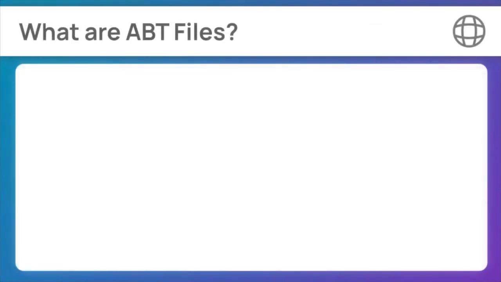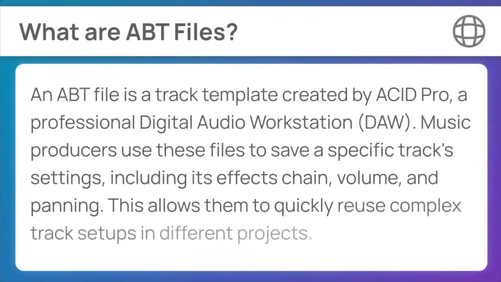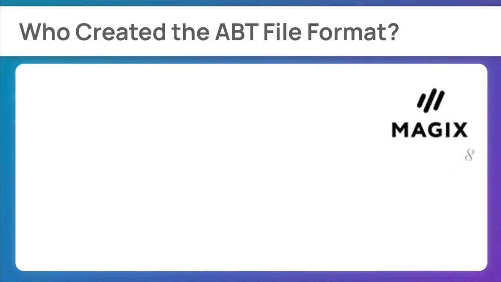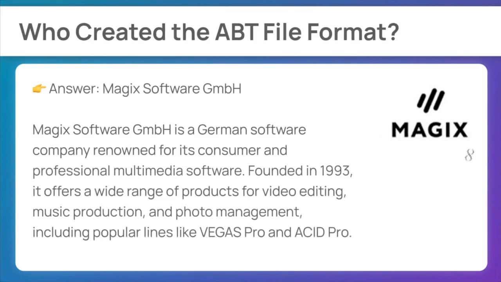An ABT file is a track template created by ACID Pro, a professional digital audio workstation, DAW. Music producers use these files to save a specific track's settings, including its effects chain, volume, and panning. This allows them to quickly reuse complex track setups in different projects.